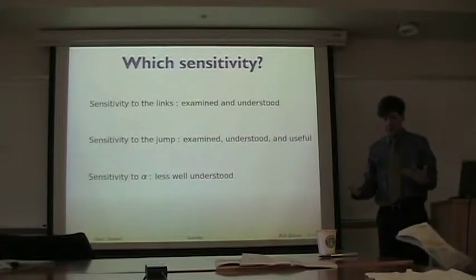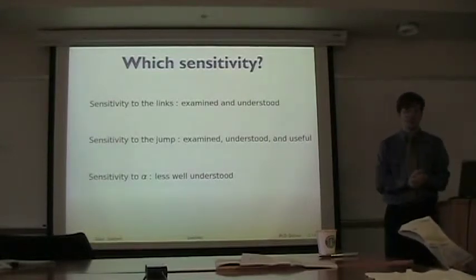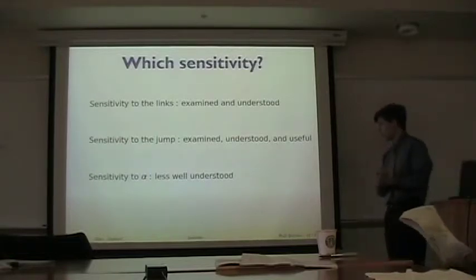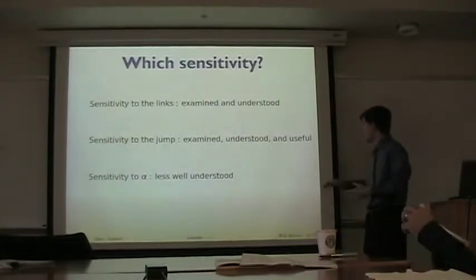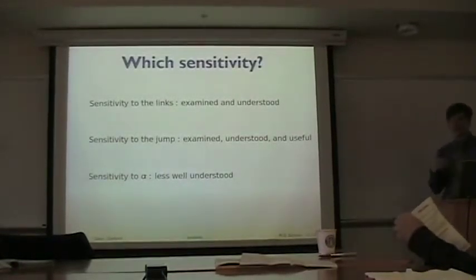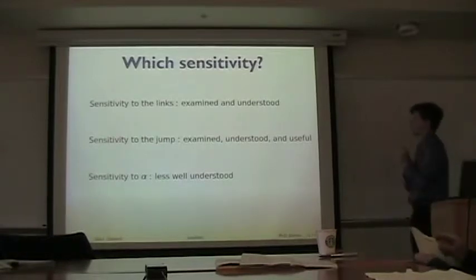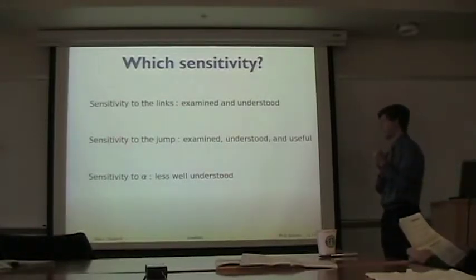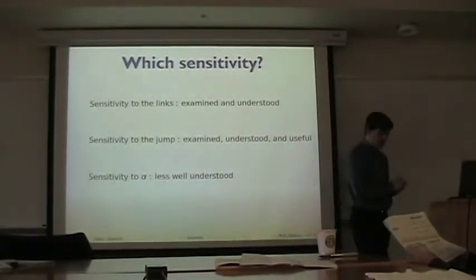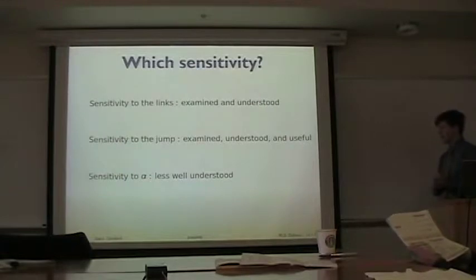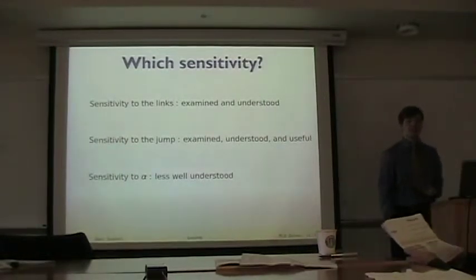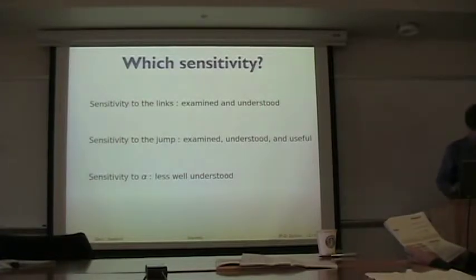And it turns out you can do all sorts of other things with the jump vector too, including some spam identification work that Professor Garcia Molina worked on. So people really understood and took advantage of the fact that if you change this jump vector in interesting ways, you can do really interesting things with PageRank. Sensitivity of this parameter alpha didn't appear to be quite as well understood when I started. So this is something Gene was really interested in, so we started with that one.